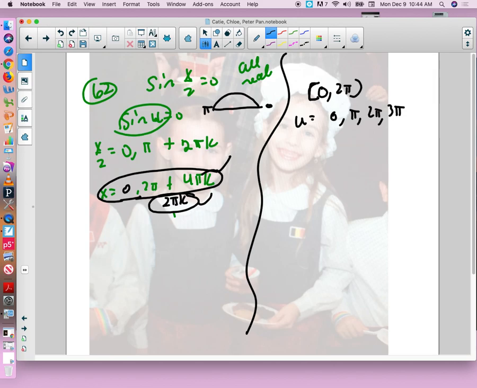Mm-hmm. Then when I take u back out, and pause for a minute as you're watching me do this, I listed a bunch of them because I'm not really sure how many of them I need yet. I want to make sure I catch everything between 0 and 2 pi. When I multiply by 4, I get 0.